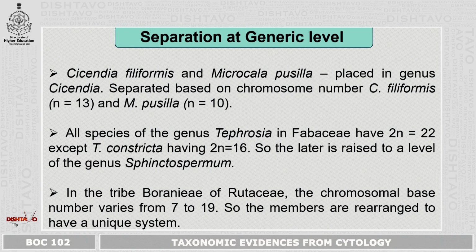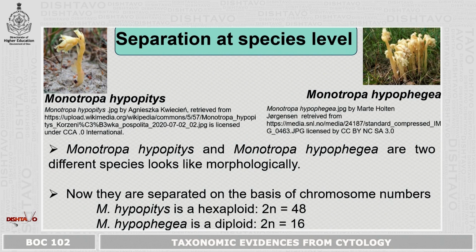In another genus, that is Swainsona, all the species of this genus in the Fabaceae family have 2n is equal to 22, except there is one species, Swainsona constricta, that has 2n is equal to 16. So now, this Swainsona constricta has later been raised to the level of the genus Sphinctospermum. In the tribe Boronieae of Rutaceae, the chromosomal base number varies from 7 to 19. So the members are rearranged to have a unique system.